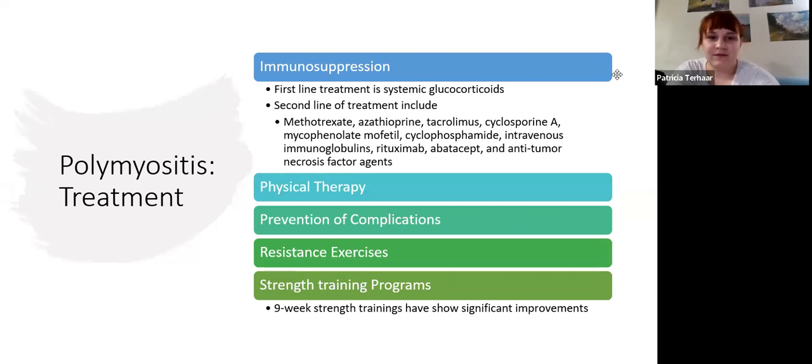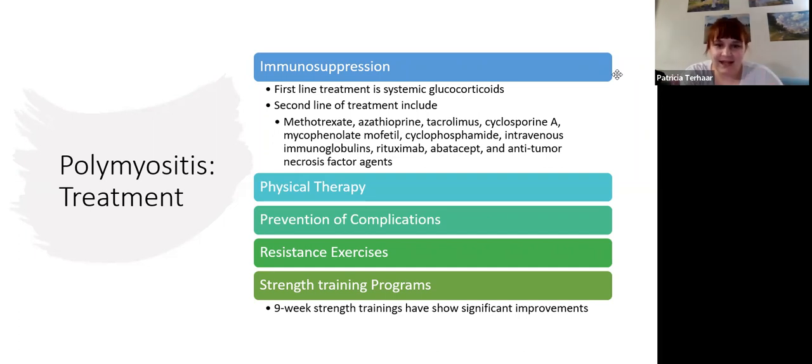The treatment for PM includes a lot of different things. It includes immunosuppression, physical therapy, prevention of complications, resistance exercises, and strength training programs. The first line of treatment is systemic glucocorticoids. They're usually used for remission induction for about 2 to 4 weeks. The main one used is prednisone.